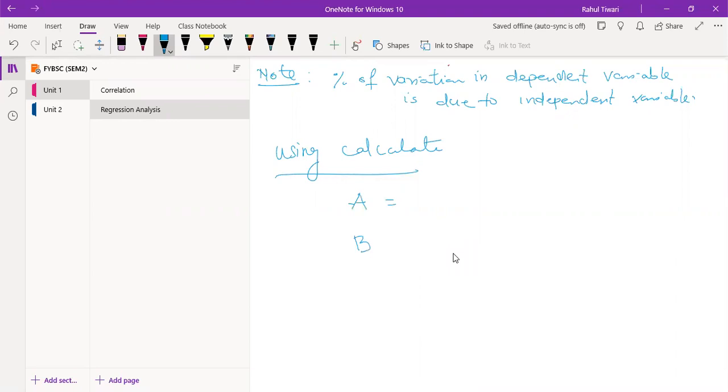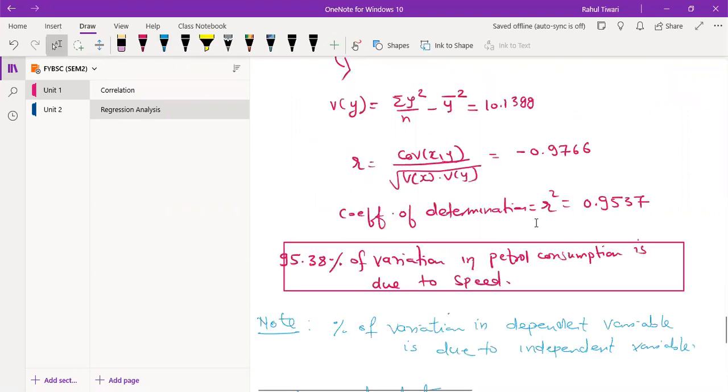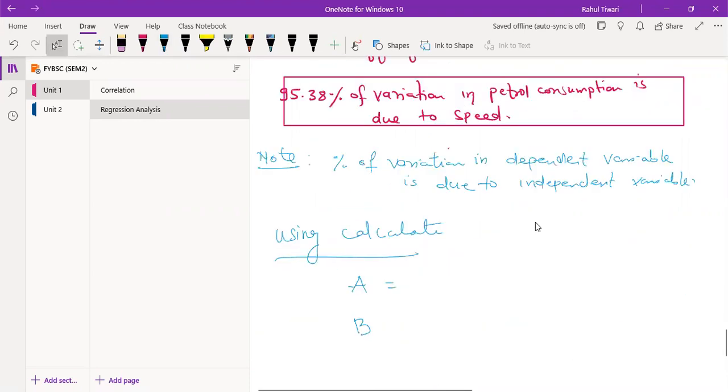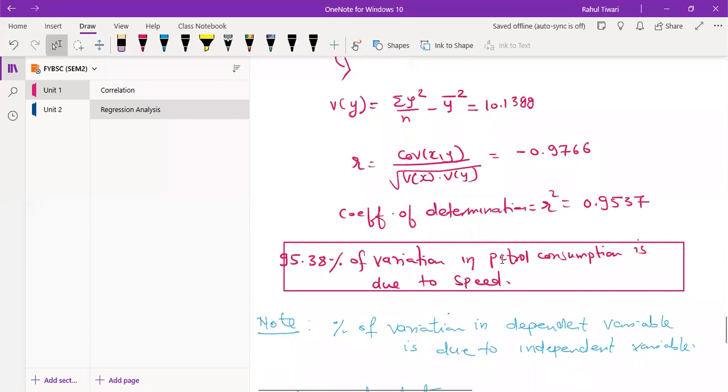What is the value of A, beta? Tell me. 24.12. Okay. B is equal to minus 0.22. Good. That's it. Yes sir. Along with B you also have the value of R, no? Something R. Sir, the value of R is minus 0.9766.